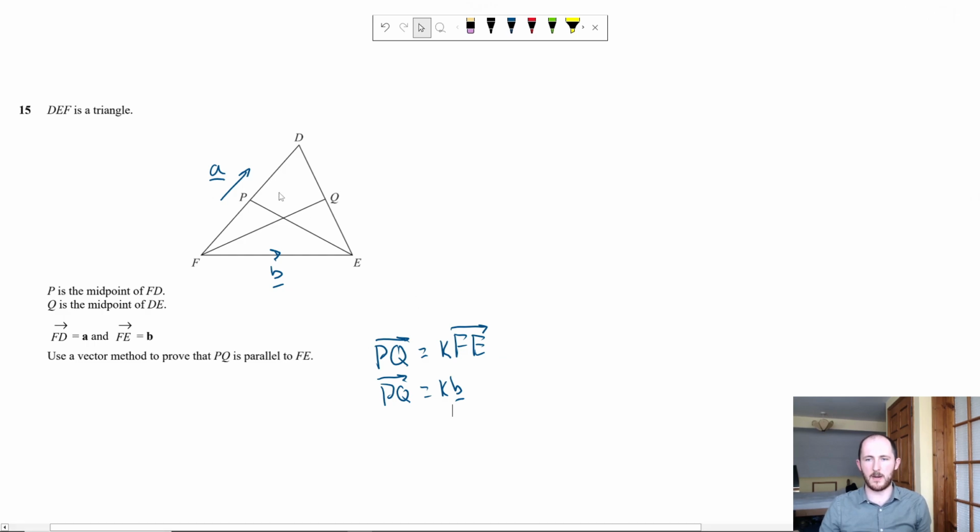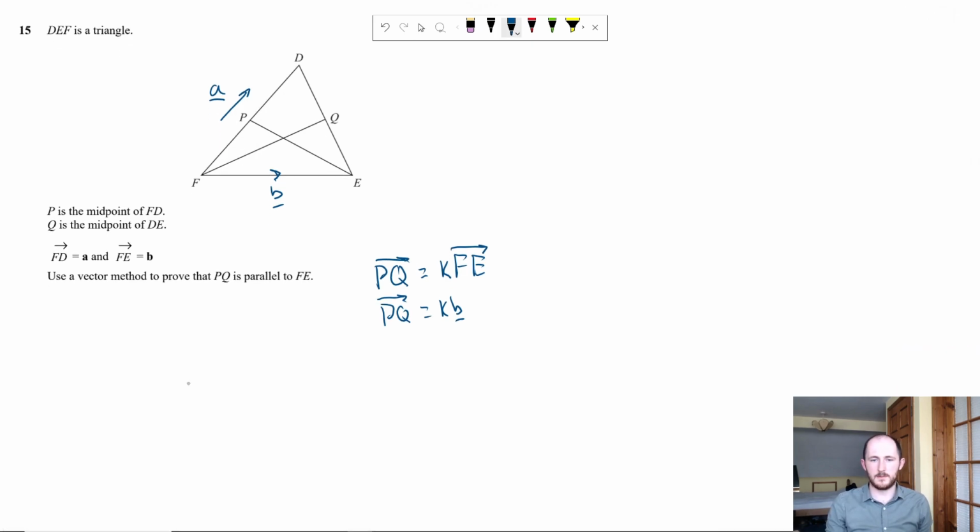Okay, well, let's work out an actual equation for PQ. And there's a bunch of different ways to do this. If you go a different direction to me, that's totally fine. We could go from P, let's do it in like a green color. We could go from P to D and then D to Q. So, okay, let's write that down. We've got P to D and then D to Q. Right? Just following the lines. PD, well, P is half of FD, right? It's the midpoint. So it's half A.